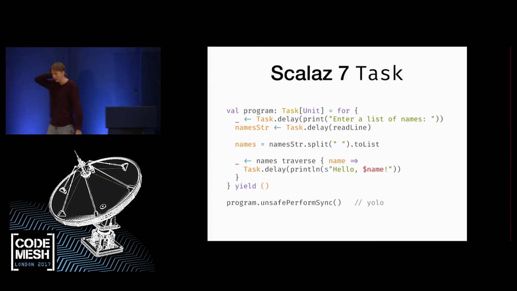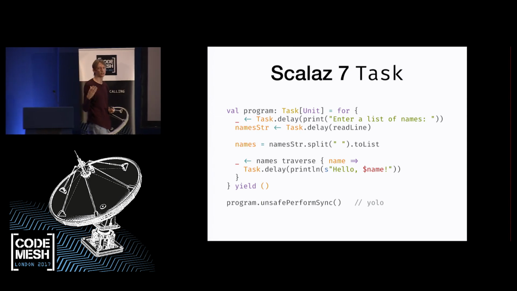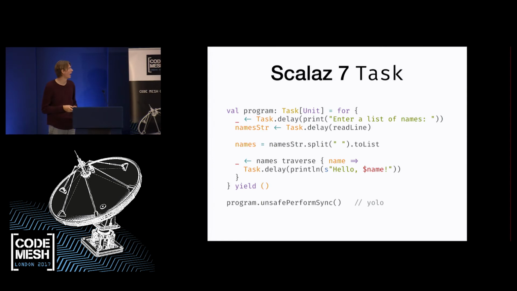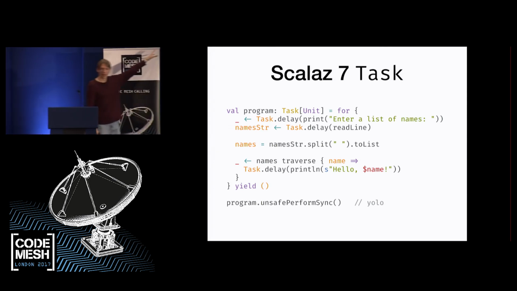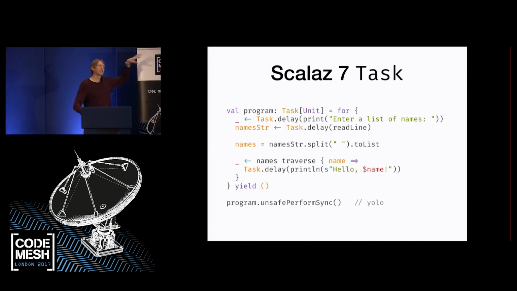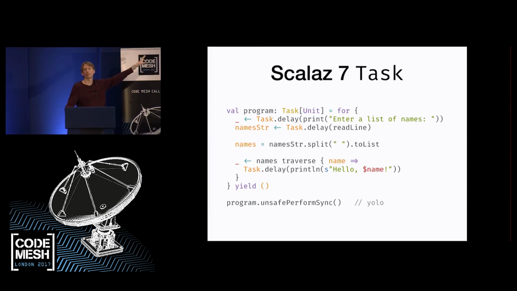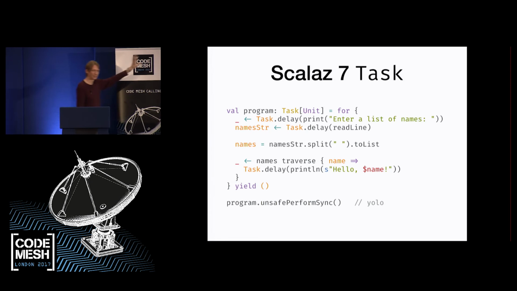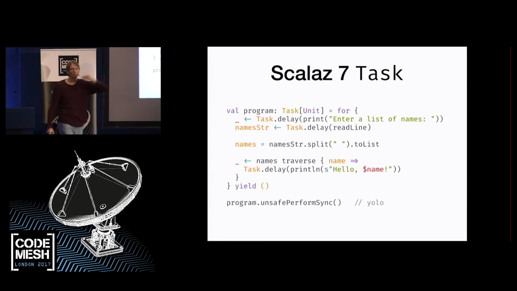So this is what a program looks like with task. And remember we said task has all the constructors that we want, like now, delay, async, et cetera. So it feels like this is on the right track. We should see how it's working. Here we print out enter list of names, we read from standard input, we tokenize those names, and then we use this traverse function, which is a completely generic function that doesn't know anything about list or task or anything exciting like that. And for each name we print out hello.